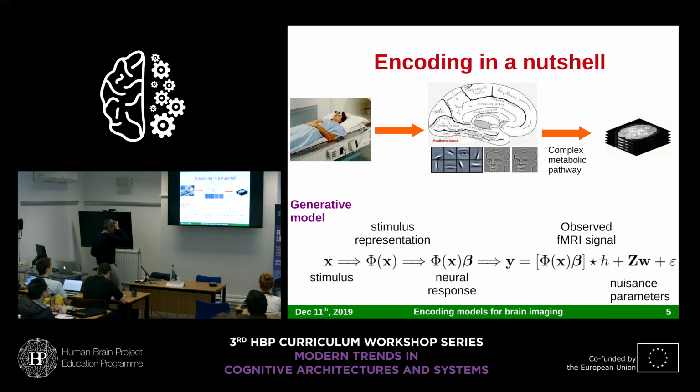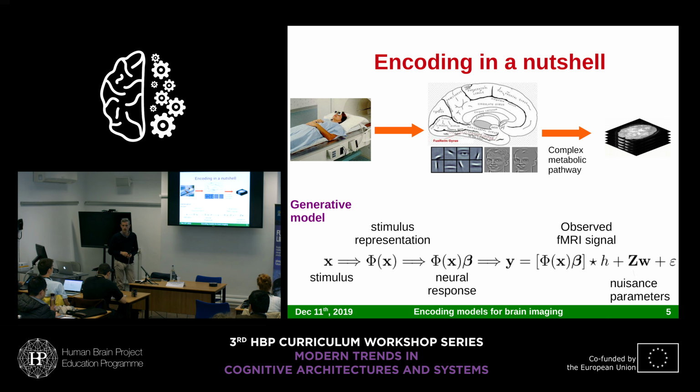So let's go a bit further now. Remember, we put the subject in the scanner, and we presented some images to the participant. The images were processed by the participant. You can think of different kinds of mathematical operations that are implemented by the neurons in the cortex. The neurons activated depending on their properties, and we observe through a complex metabolic pathway the BOLD response.